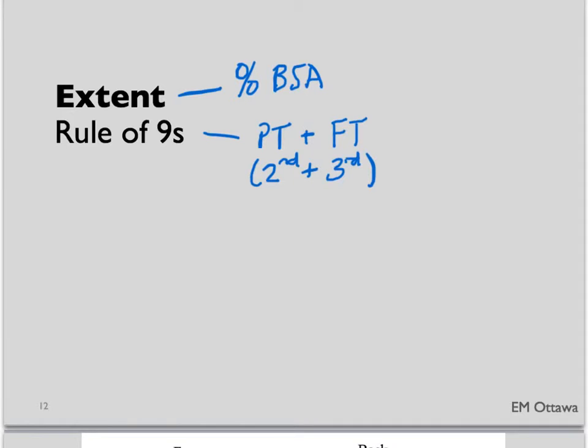After deciding on the depth, the extent of the burn is described as a percentage of the total body surface area. The most often used measurement is called the rule of nines. It is used to calculate the area involved in partial thickness or full thickness burn, so second and third degree. We don't try to calculate superficial or first degree burn in this calculation.